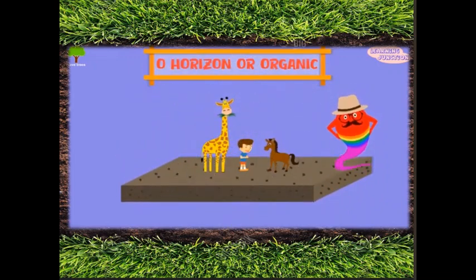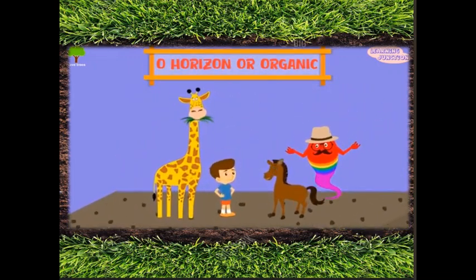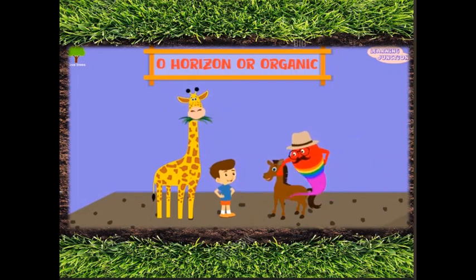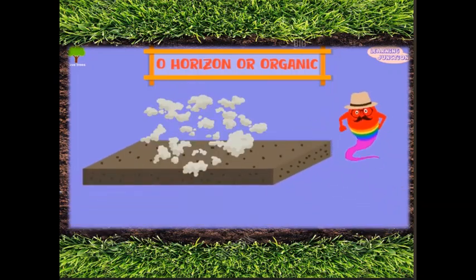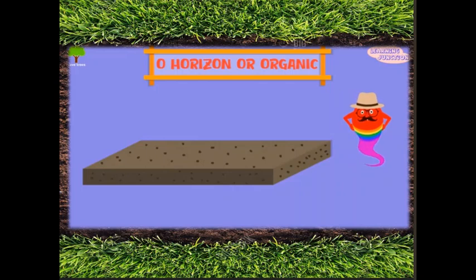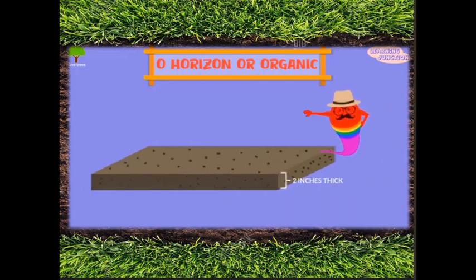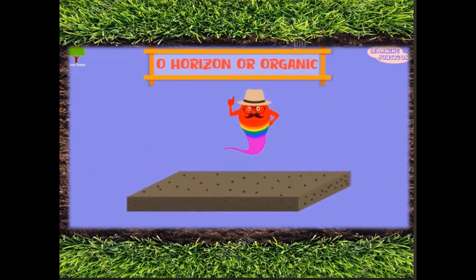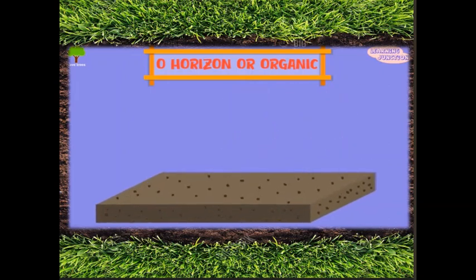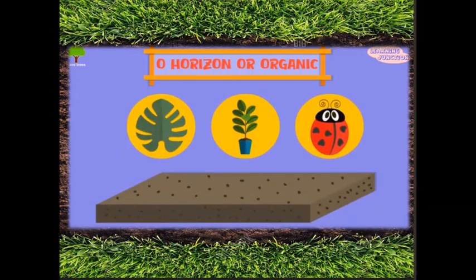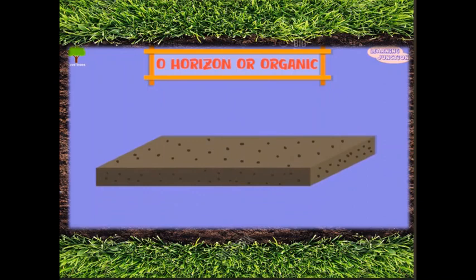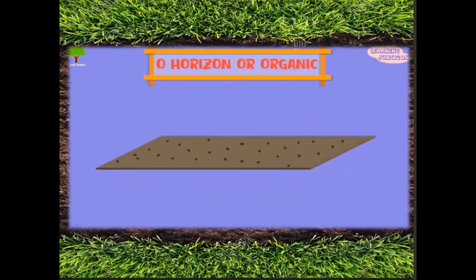O, organic. This is the top layer where we all stand. Oh, hello friend. This is a layer of organic matter and is approximately 2 inches thick. This is made up of living and decomposed materials like leaves, plants, and bugs. Sometimes this layer is very thick or thin or may be absent.